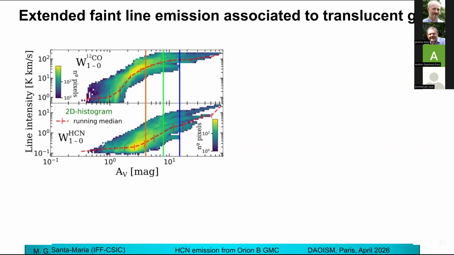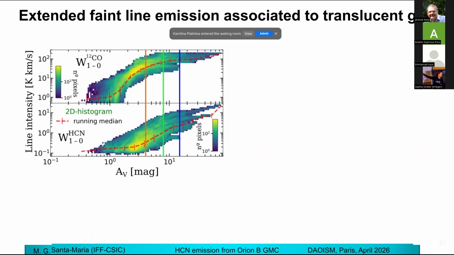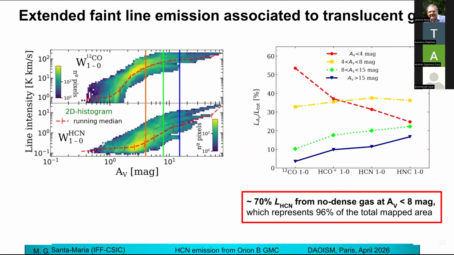If we compare how the line intensity goes with the extinction, I'm going to talk about the extinction instead of the column density. What we see is that the number of pixels, both for CO and HCN, is at a maximum at extinctions of around 3 magnitudes. These peaks. And actually, most of the points are, of course, below 8 magnitudes.